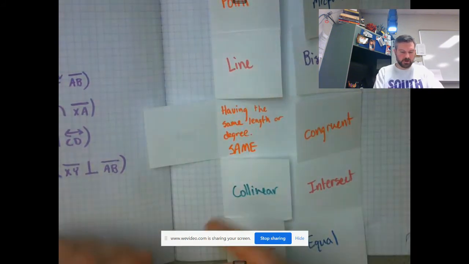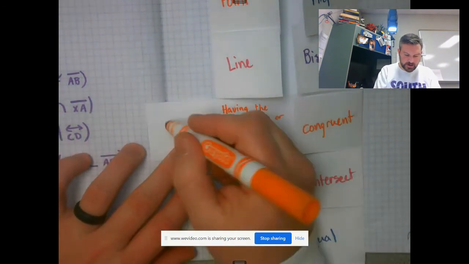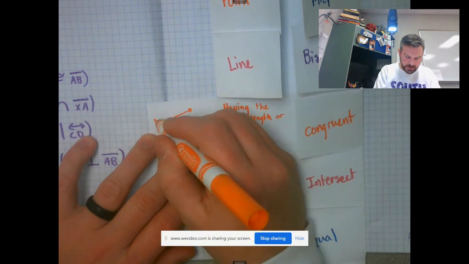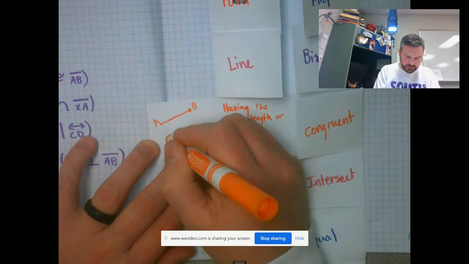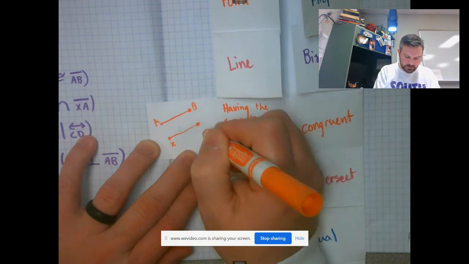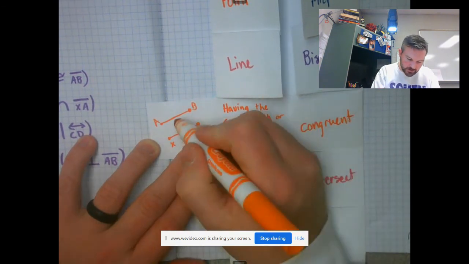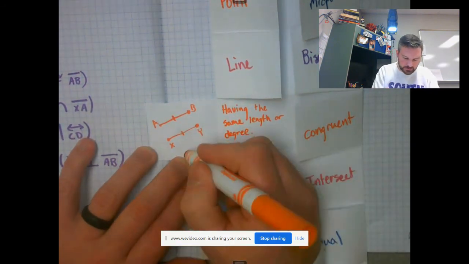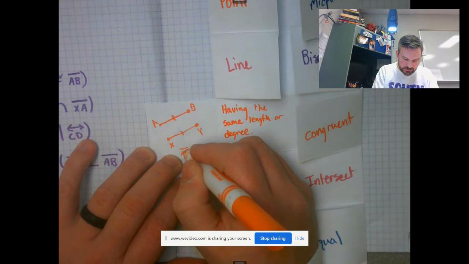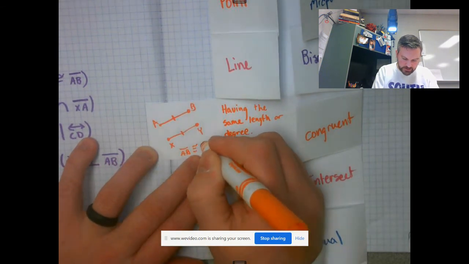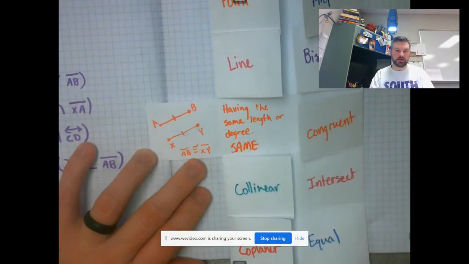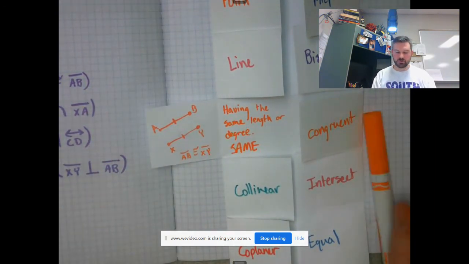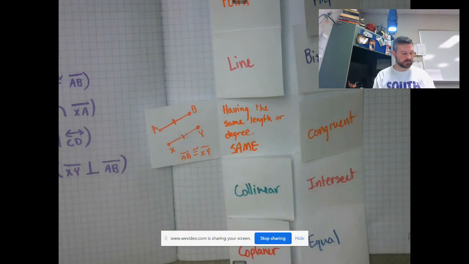So over here, we're just going to draw a little picture. If I draw this segment, let's say A, B, and I draw this segment, X, Y, those are congruent if I put a little tick mark on them. That means congruent. So here I can say segment AB is congruent to segment XY. I use that little congruent symbol that we talked about earlier. So if things are congruent, we can use that symbol and they are the exact same.